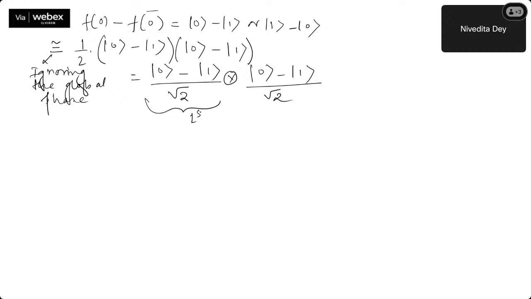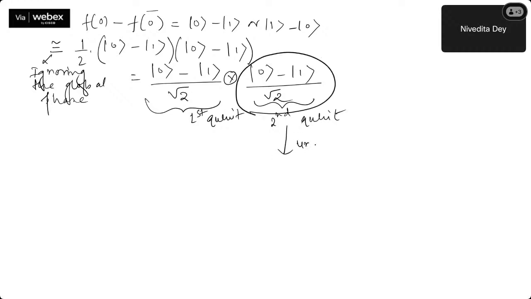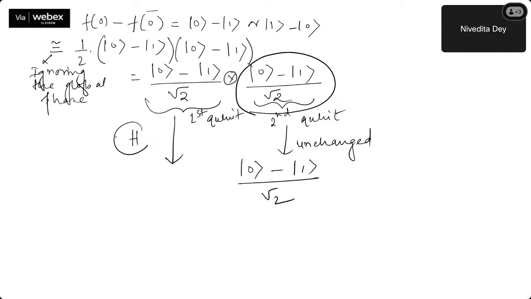Now this is the first qubit, after all this time evolution, and this is the second qubit status. I'm not doing anything with the second qubit, so I am keeping it unchanged: ket0 minus ket1 by root 2. But on the first qubit, I am applying a Hadamard. Just see the circuit. So if Hadamard is applied on ket0 minus ket1 by root 2, it's reversible, so it's basically ket1. Absolutely.